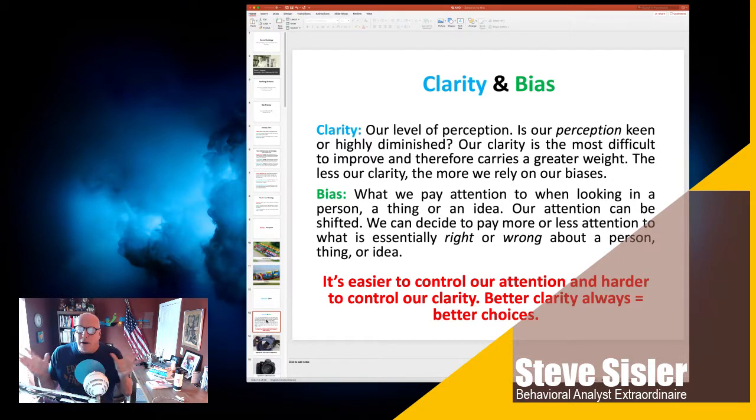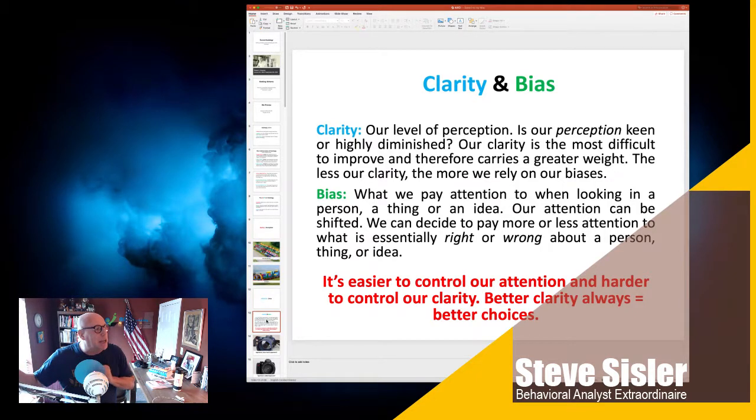Very important. As I said earlier, clarity is the most important thing to improve because it carries the greater weight. What I can see, how much I can see. The less clarity, the more we have to rely on our bias, which is what we believe already before looking at it. Let me say that again. If your clarity is diminished, you're stuck with your bias. Depending upon what the bias is, that's what you'll think, true or false, it doesn't matter. So bias is attention. It's what we pay attention to when looking at a person, a thing, or an idea. Our attention can be shifted, as I told you.